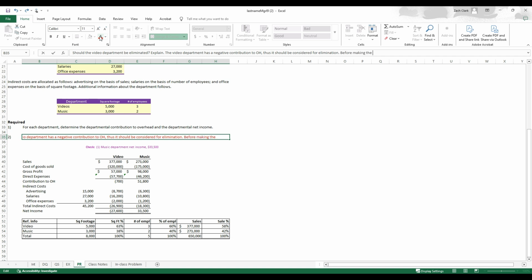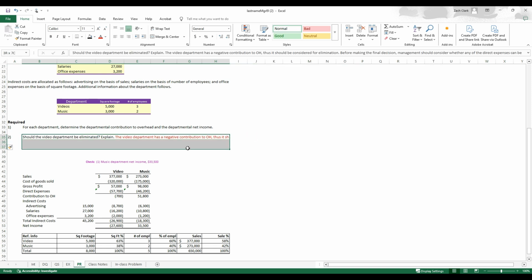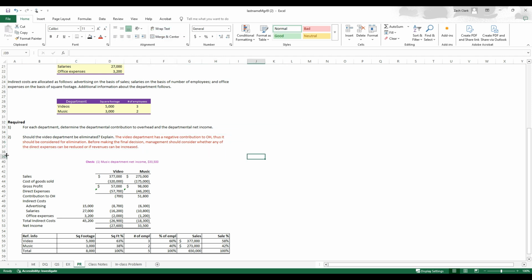However, before making the final decision, management should consider whether any of the direct expenses can be reduced or if revenues can be increased. So maybe that goes without saying, but it's not like in the business world, if we're looking at this and all of a sudden you see that a certain department seems to be losing money, that you would just immediately say, oh, well, there we go, get rid of it.